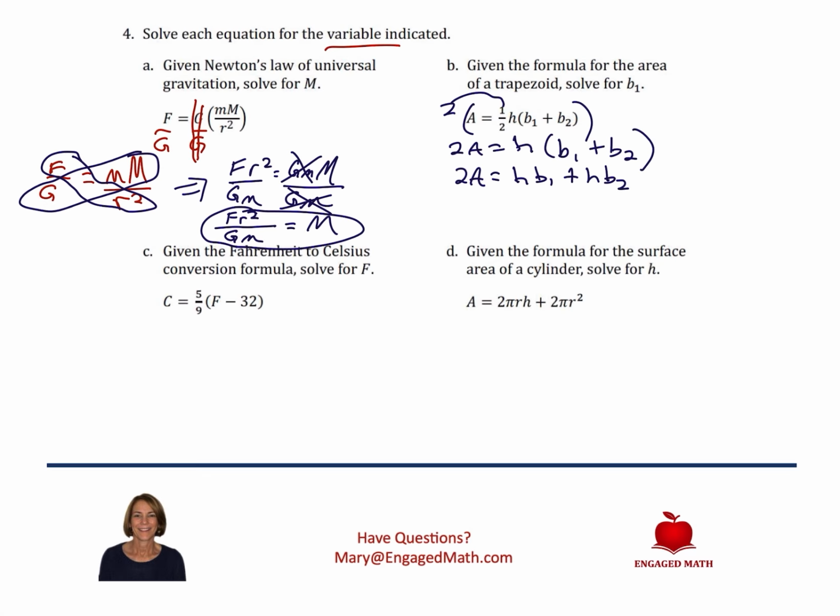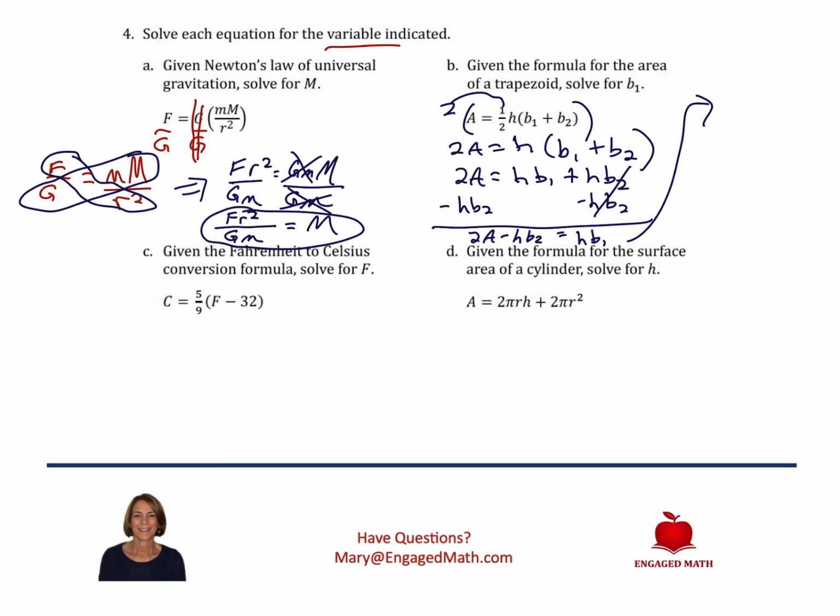Okay, so I distributed that h through there. And now because I'm getting b sub 1 by itself, that's my goal to solve for that, I'm going to subtract h b sub 2 from both sides. Okay, now when I do that, I'm going to write it right here. So I have 2a minus h b sub 2 equals, and here they cancel, h b sub 1.